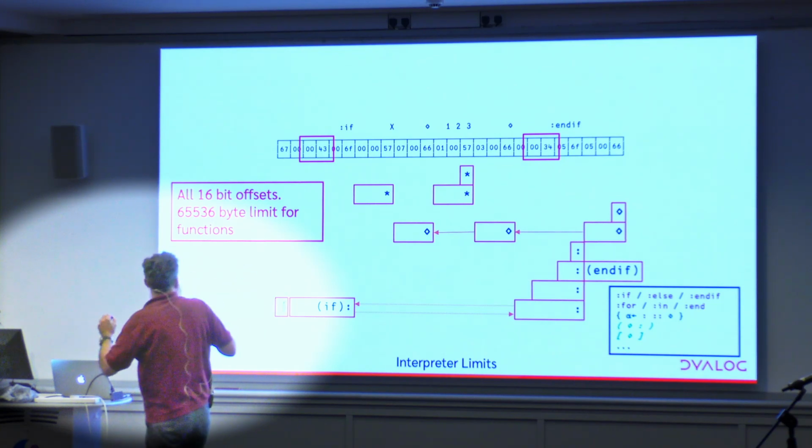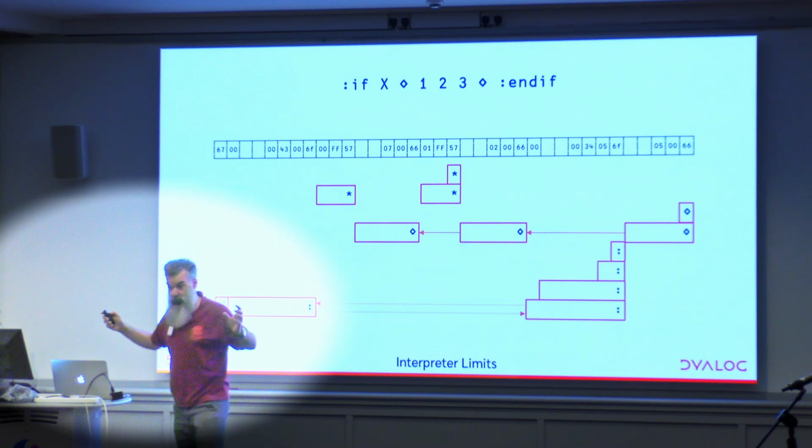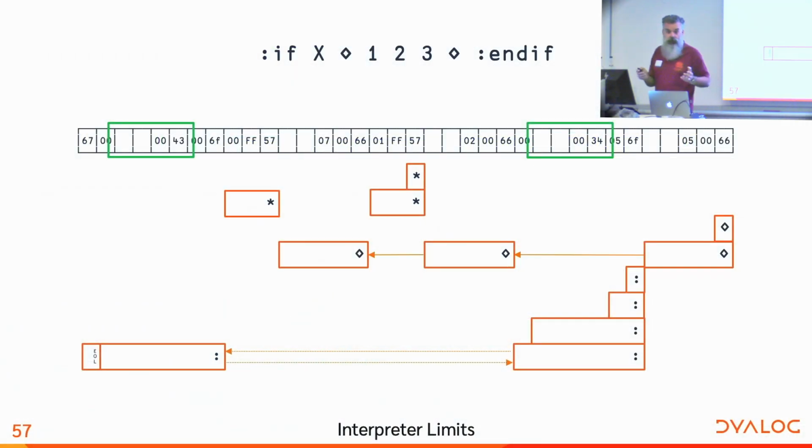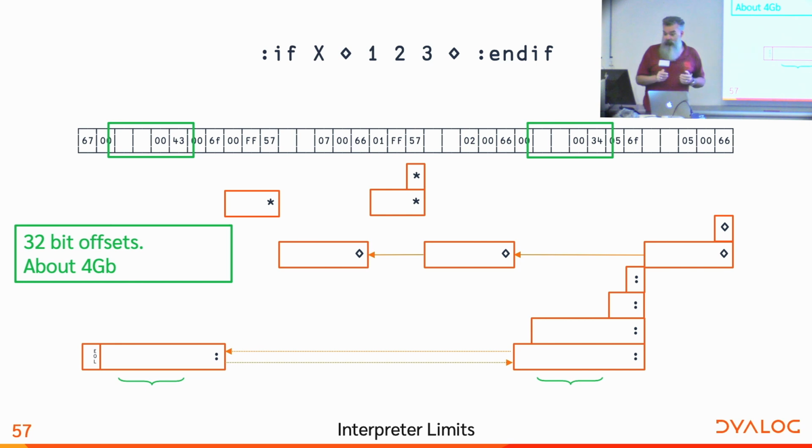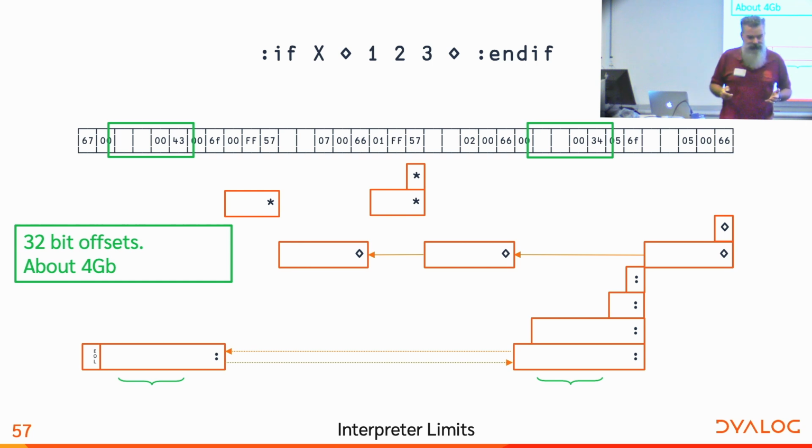Okay, so what we need to do is we need to come up with a way of stretching this representation out so that these offsets become 4-byte offsets. Okay, we can do that. And that's about 4 gigs, that gives you 4 gigs worth of function, which is if your functions are bigger than that, like the variables, take a long hard look at yourselves.